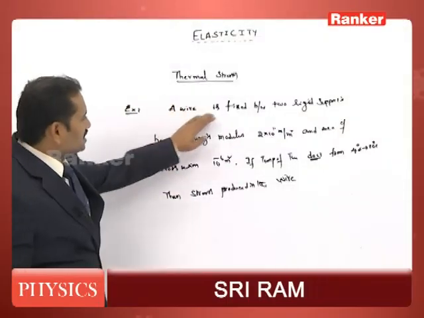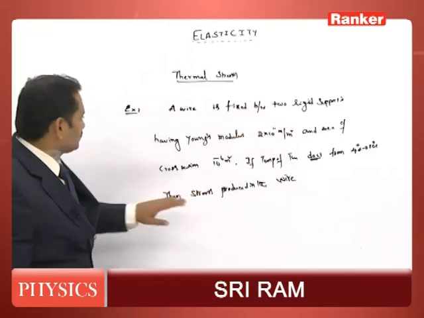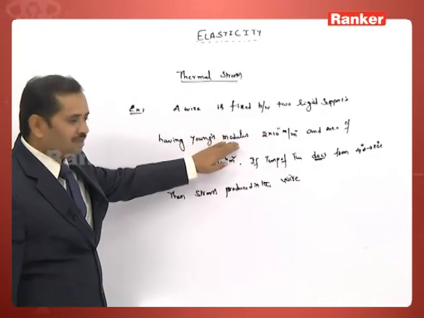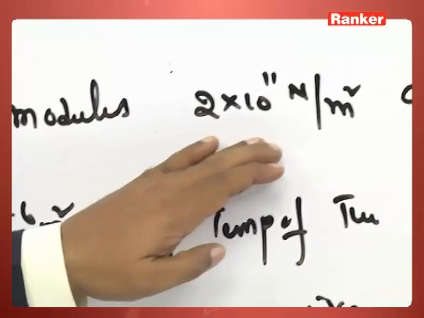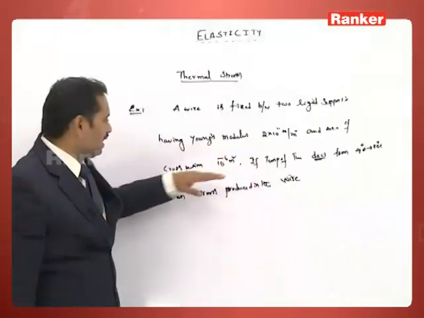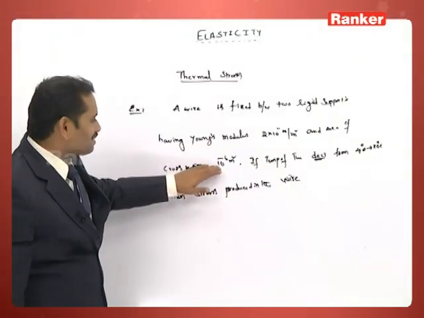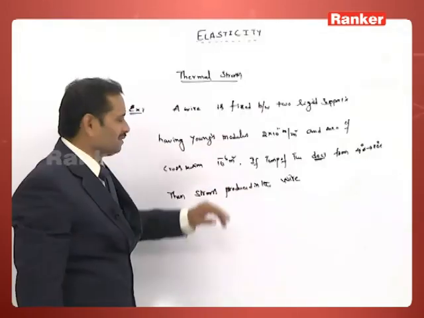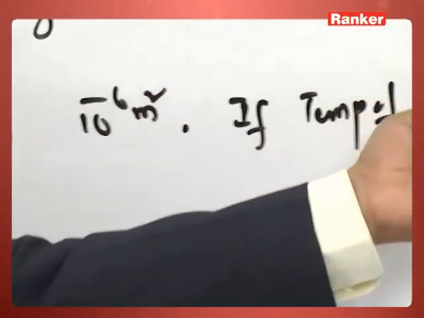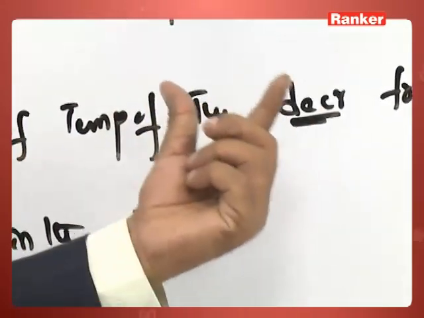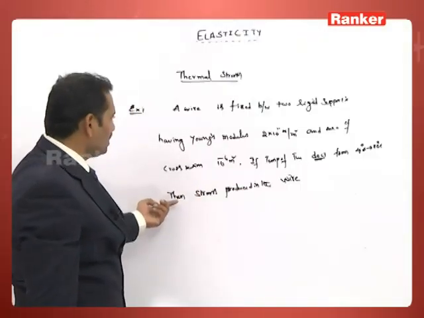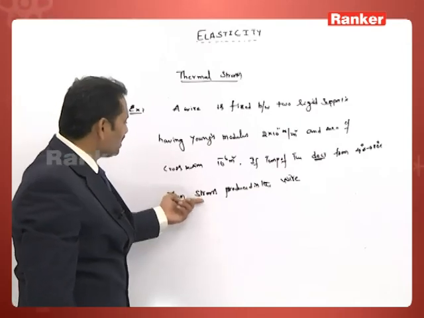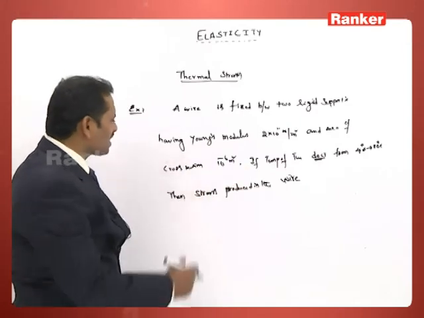A wire is fixed between two rigid supports having Young's modulus 2 into 10 power 11 Newton per meter square and area of cross section 10 power minus 6 meter square. Sometimes they will give it like 1 mm square, same thing. If the temperature of the wire decreases from 40 degrees Celsius to 20 degrees Celsius, then find the thermal stress produced in the wire.